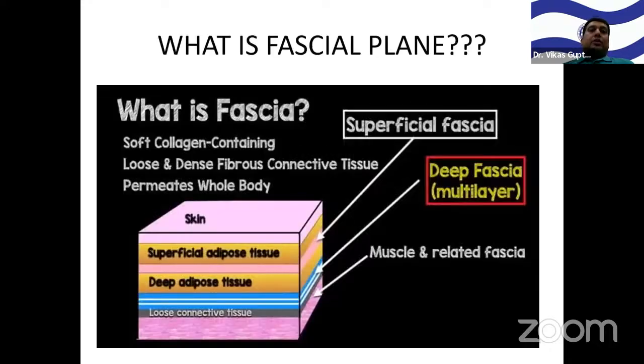So, what is fascia? We are talking about fascial planes, but what is fascia? This soft collagen-containing loose and dense fibrous connective tissue permeates the whole body.